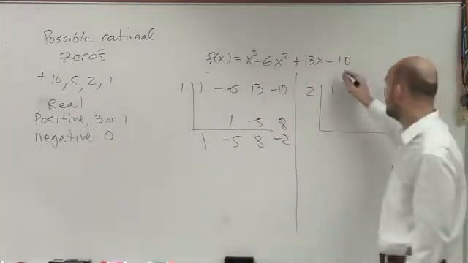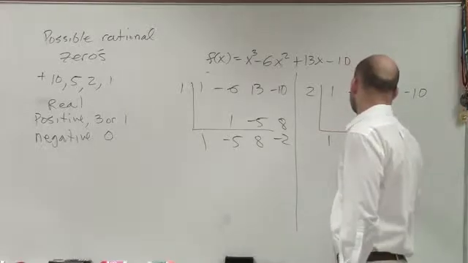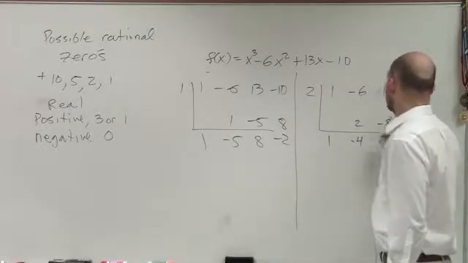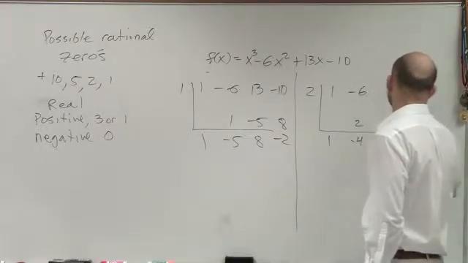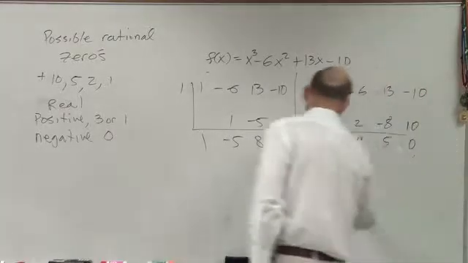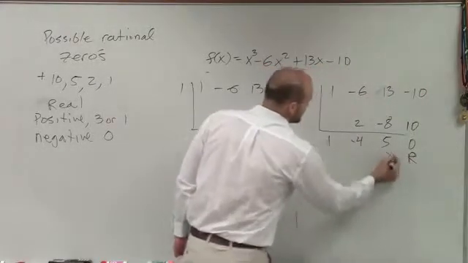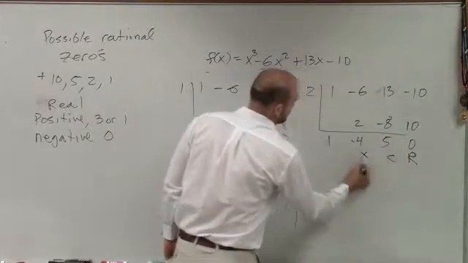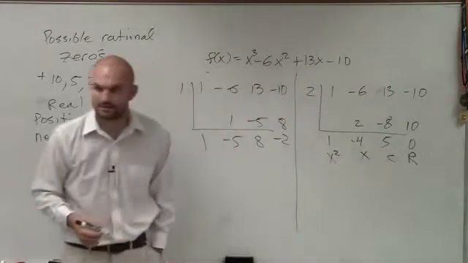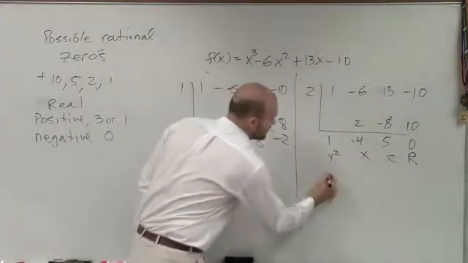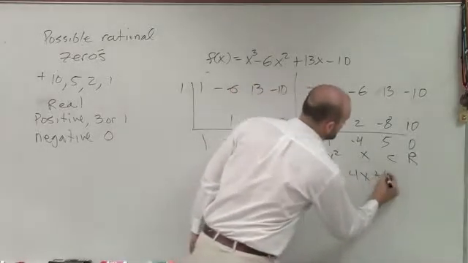So now we go into 2. Bring down the 1. 1 times 2 is 2. -4. -8. 5. +10. 0. Therefore, we have a remainder of 0, and the constant, linear, and quadratic terms give us x squared minus 4x plus 5.